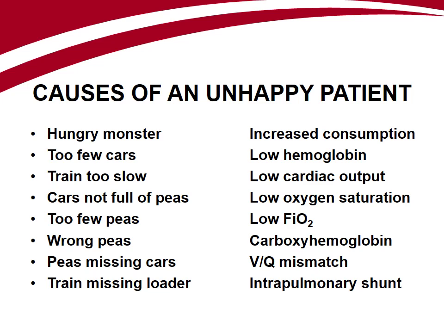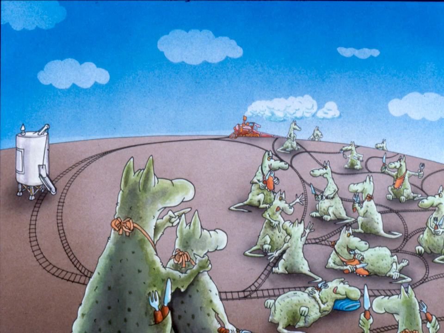If peas are missing the cars as they pass through the factory, this is an example of ventilation-perfusion mismatch. If the train is bypassing the factory without being loaded with peas, this is an example of intrapulmonary shunt. The human body is obviously much more complex than this fable allows. Each organ is its own pea monster with varying oxygen demands. Some organs don't require much oxygen, while others are oxygen hungry all the time.